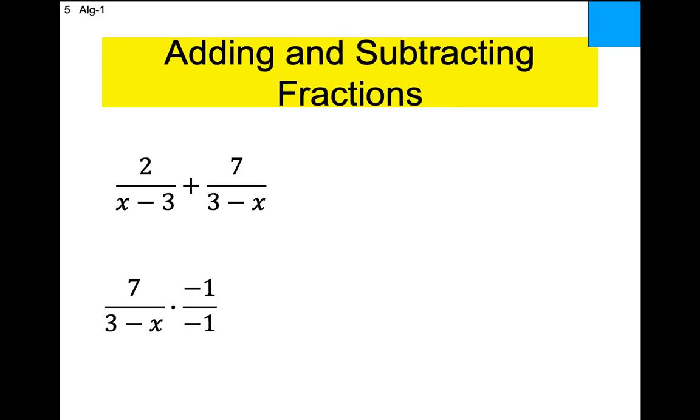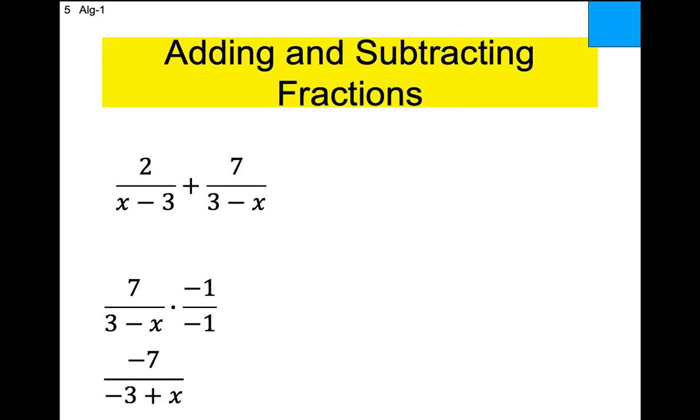This is a trick. 7 times negative 1 is negative 7. What happens when you multiply negative 1 times this? Negative this changes to a 3 plus x. Negative, it changes that to a positive. Now we have common denominators. Check it out. I got a negative 3 and a negative 3. I got a positive x and a positive x. This happens very infrequently, but it is a trick that you can use.